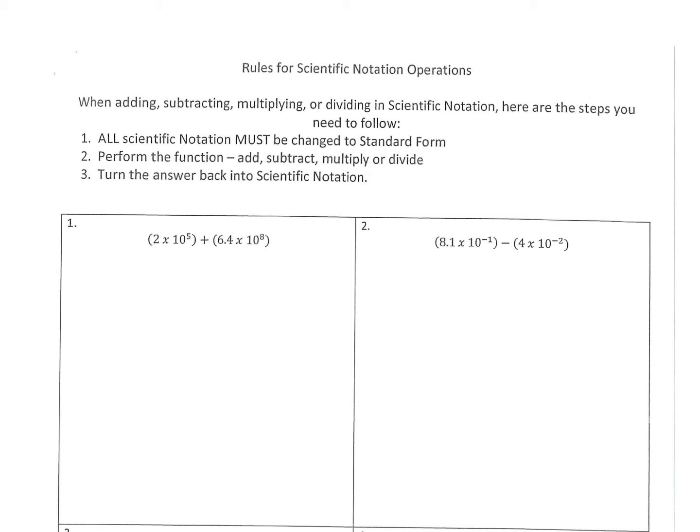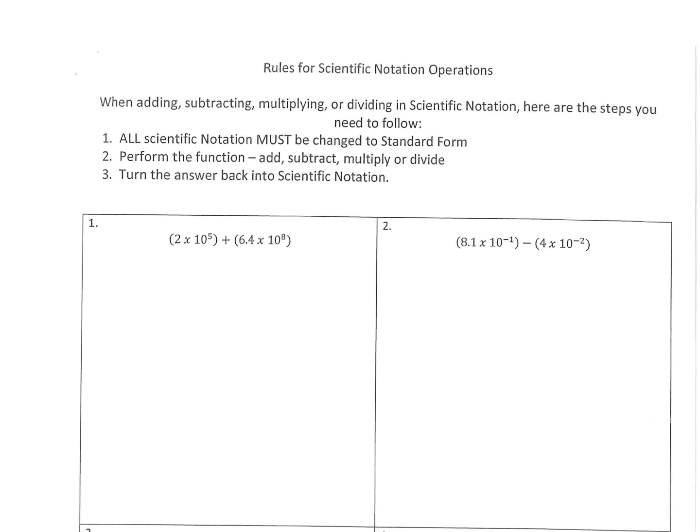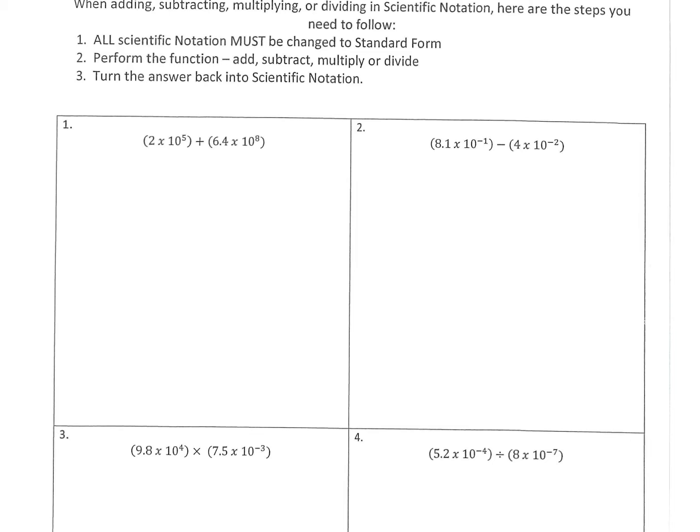So we're going to start with 2 times 10 to the 5th plus 6.4 times 10 to the 8th. So let's turn these into standard form. 2 times 10 to the 5th is 200,000, sorry guys.